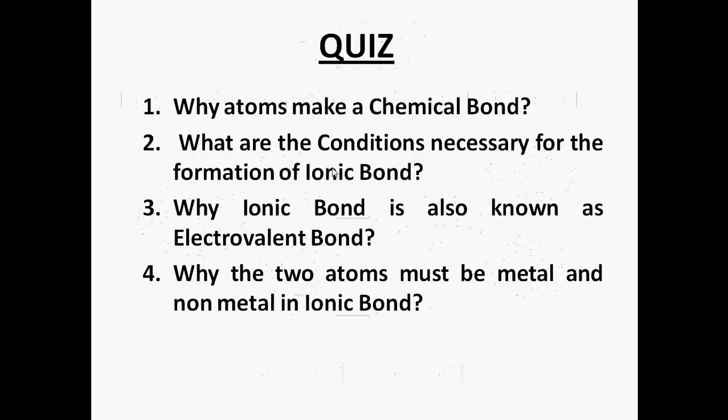Now there is a quiz for you. Why do atoms make a chemical bond? What are the conditions necessary for the formation of an ionic bond? Why is an ionic bond also known as an electrovalent bond? Why must the atoms be a metal and a non-metal in an ionic bond?